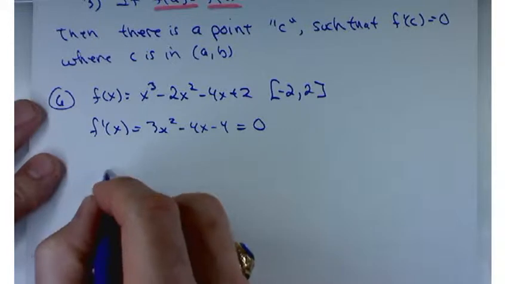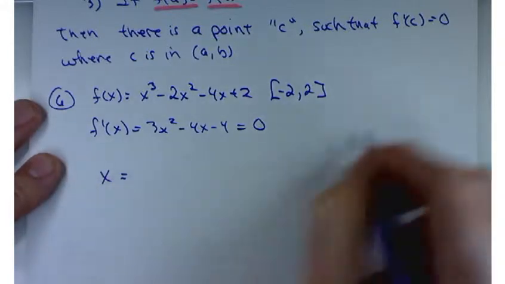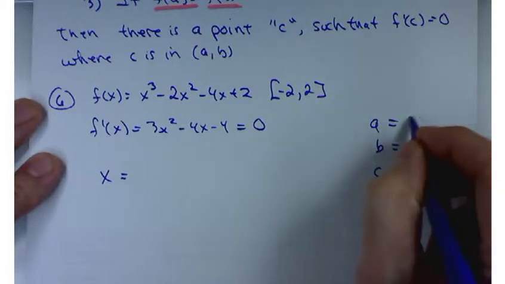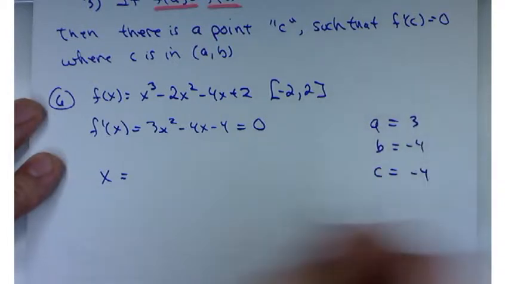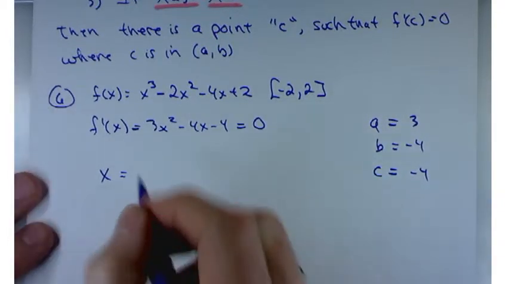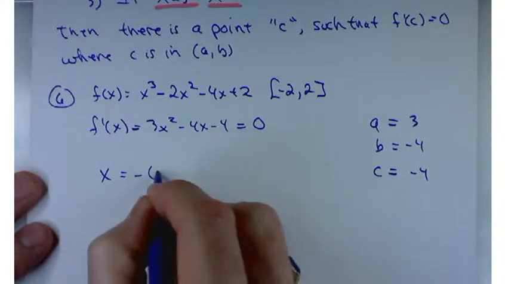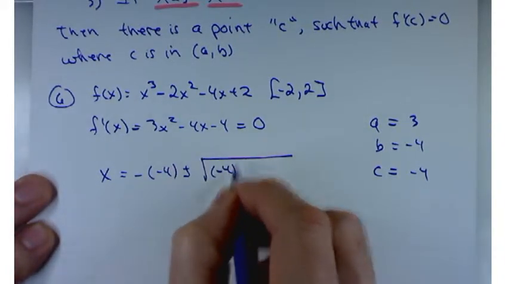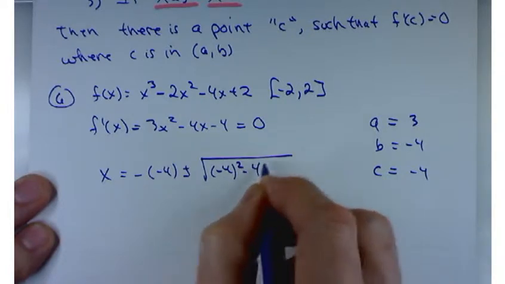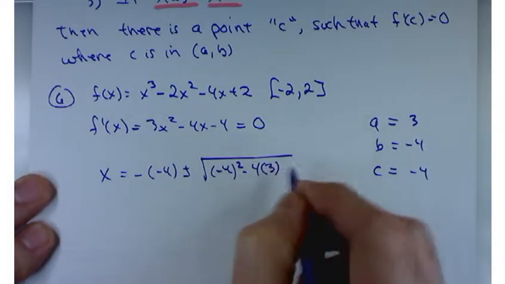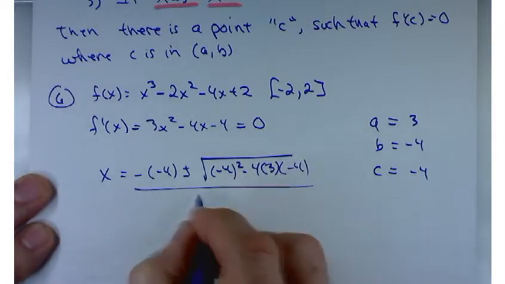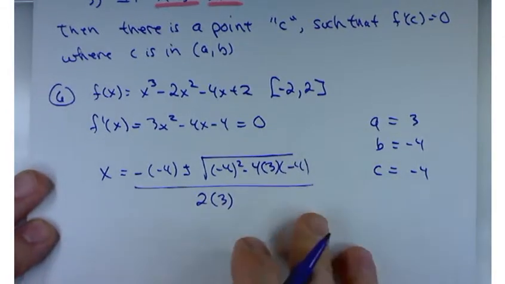So let's see. We've got a, b, and c. So it's 3, -4, and -4. So it's the negative of -4 plus or minus the square root of negative 4 squared minus 4 times a, which is 3, times c, which is negative 4, all over 2 times 3.